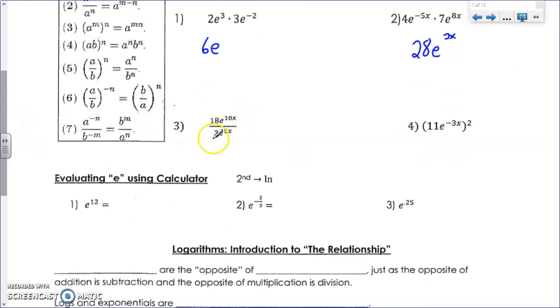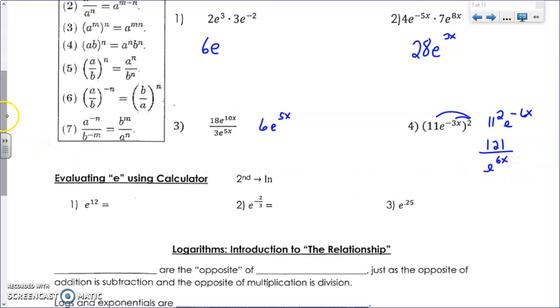And then here, we divide, we get 6. And then we're going to subtract. And so that would give me 10 minus 5. So that would give me 5x. Okay, here we're going to distribute that 2. And that will give me 11 squared e to the negative 6x. 11 squared is 121. The negative exponent has to go to our denominator.